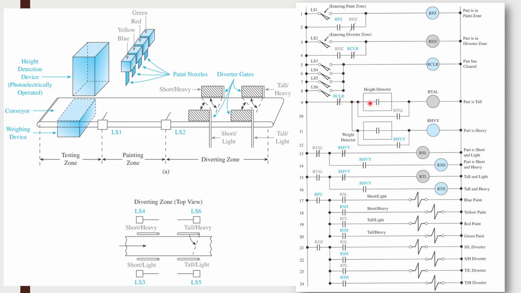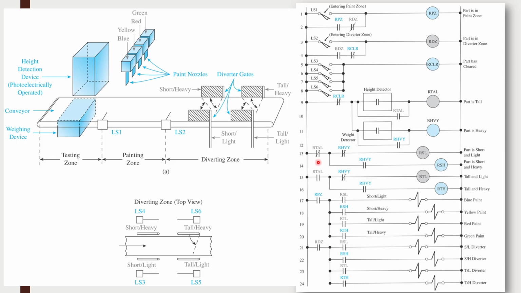So we come through here, this makes up because it's high enough to trigger this and seals in, it remembers that it's tall. If at the same time the weight detector detects that it's heavy enough, the same thing happens here. It picks up our heavy and seals it in. So if this picks up and this picks up, it remembers that it was tall and heavy.